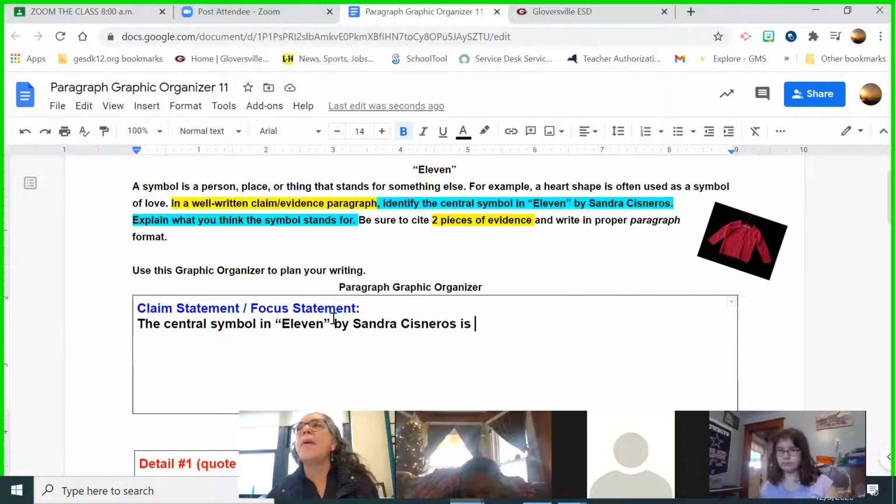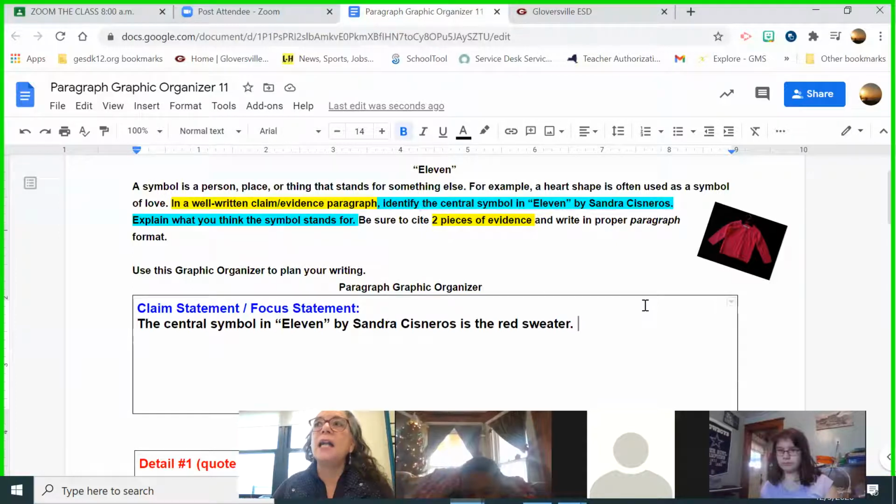All right, now we talked the other day and yesterday about what the central symbol in this story is. So the object that is the central symbol is what? The red sweater. Okay, so the central symbol in "11" by Sandra Cisneros is the red sweater. Period. Okay, I have done the first part of my claim statement. This has 2 parts, so I need to look at the next part. Explain what you think the symbol stands for.